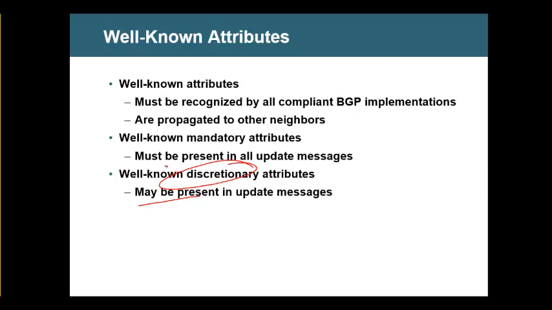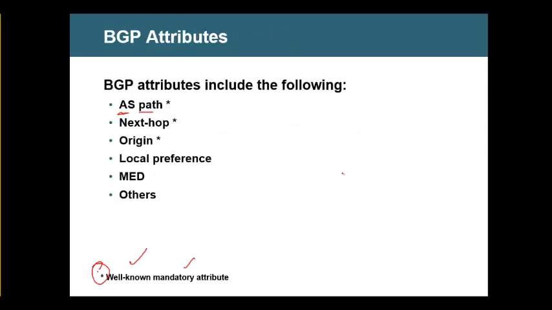But what we are learning about AS path. AS path is well known, mandatory, must be present in every BGP update. So AS path is an attribute that must be present, and everyone knows about it because it's important. Because it's a path vector protocol, you should see the AS, autonomous system.